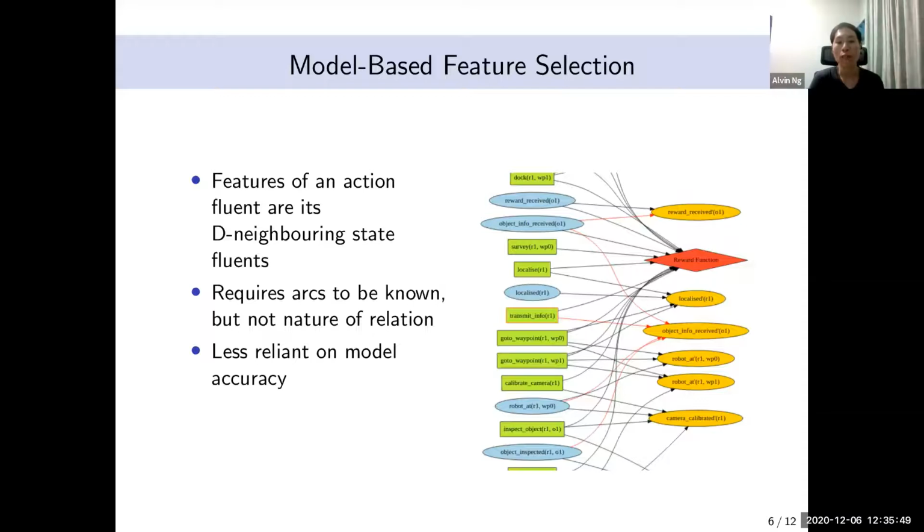While our method requires the arcs in the DBN to be known, it does not require knowledge of the exact nature of the relation or the transition probability. Therefore, our method is less reliant on the model accuracy.